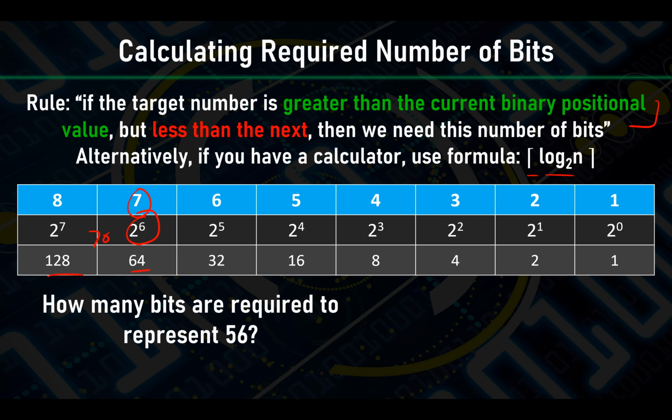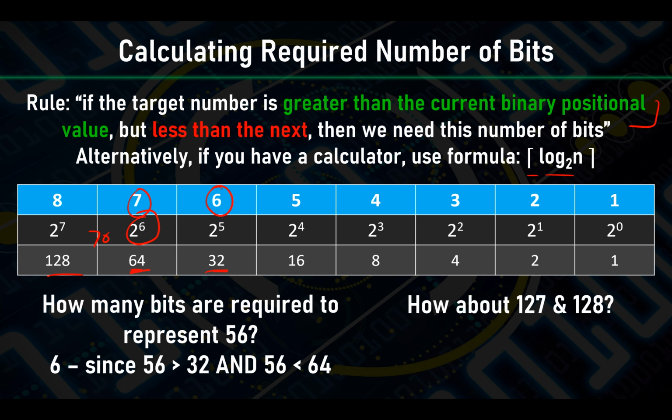So if we think 56, it's going to be bigger than 32, less than 64. Therefore, we're going to need 6 bits. And of course, it's going to be 2 to the power of 5, or 6 bits in total. If we do the same logic with 127, of course 127 is going to be here, so that's going to be 7 bits.